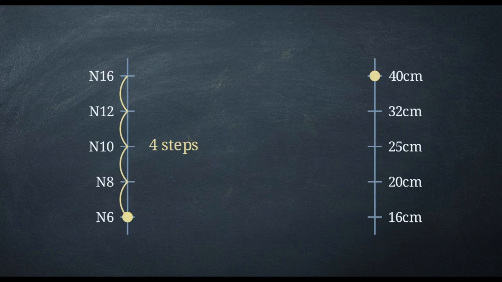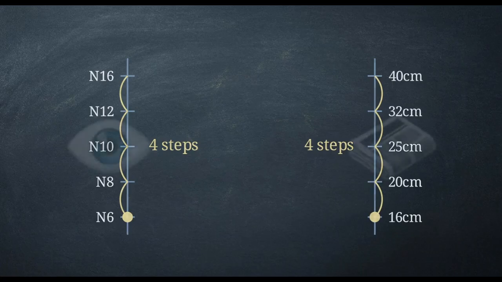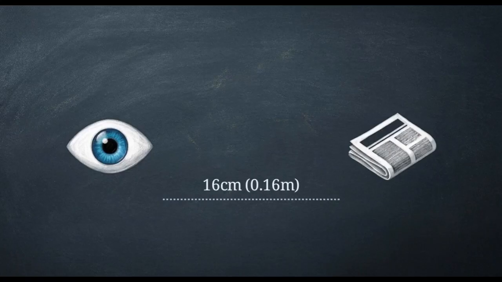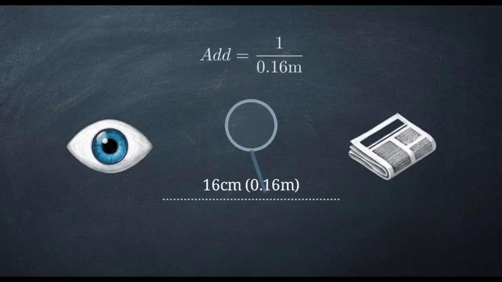To achieve that 4-step gain, we must bring the text 4 geometric steps closer to the eye. Starting from 40 centimeters, we move to 32, 25, 20, and finally land on a required viewing distance of 16 centimeters. Now that we have the physical distance, the final step is providing the dioptric power so the eye can accurately focus on a target held exactly 16 centimeters away.